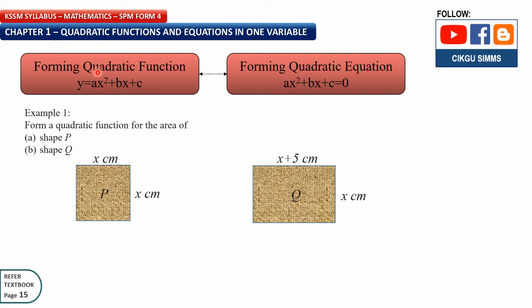Okay, so the general equation for a quadratic function is y equals ax squared plus bx plus c. And the general equation for a quadratic equation is ax squared plus bx plus c equals 0. So today we'll learn how to form these based on application and examples. So let us see the first example.